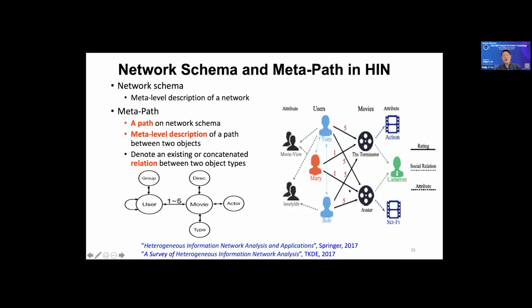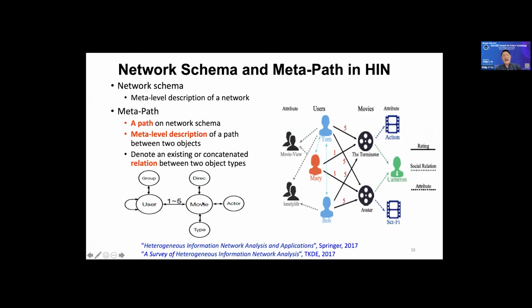Okay, so this particular graph on the right, we can refer to it as a heterogeneous information network, because heterogeneous in the sense that they are different types of entity. For example, you have person, you have movie, you have the movie type, you have the director or actor, right? And then you also can have different attributes. Okay, so this heterogeneous network can actually be represented by the following schema.